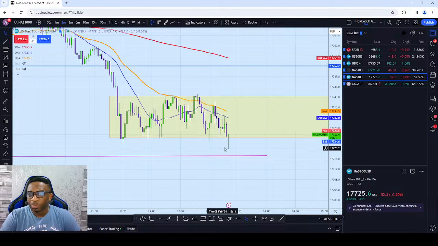Looking at NAS, it just poked out of the box and now it's pushing up again. We want to see a close out of the box, and then we have a proper setup, then we can follow it through.